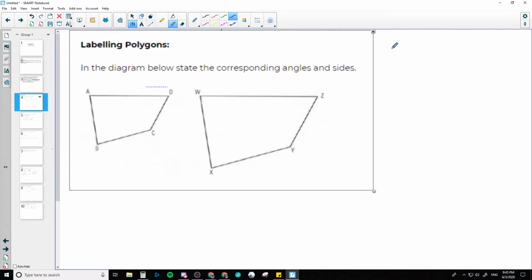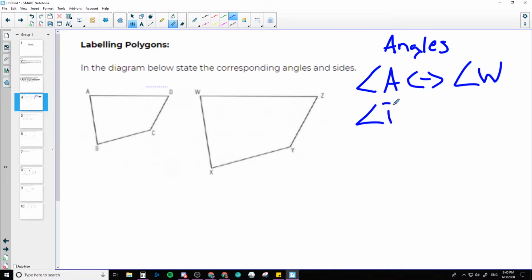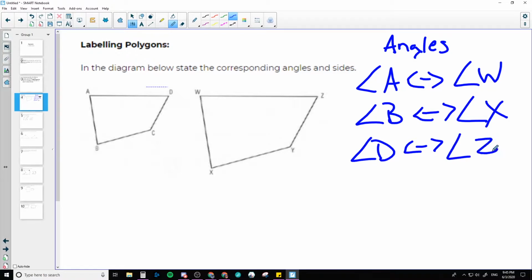So when we look here, we'll start with the angles. Okay, so angle A corresponds with angle W. Angle B corresponds with angle X. Angle D corresponds with angle Z. And angle C corresponds with angle Y. Okay, so these are the angles.